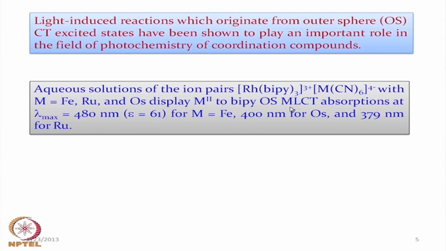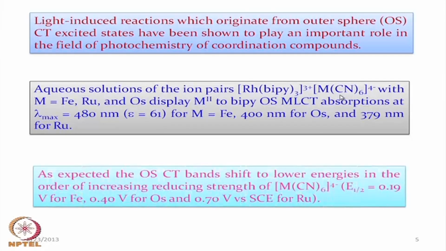So, in this case, what we have seen just now for the ruthenium compound with bipyridine also, when they are bound in this particular case, they can show different types of charge transfer transitions in certain complex species also. So these outer sphere charge transfer bands can shift to lower energies in order of increasing reducing strength.